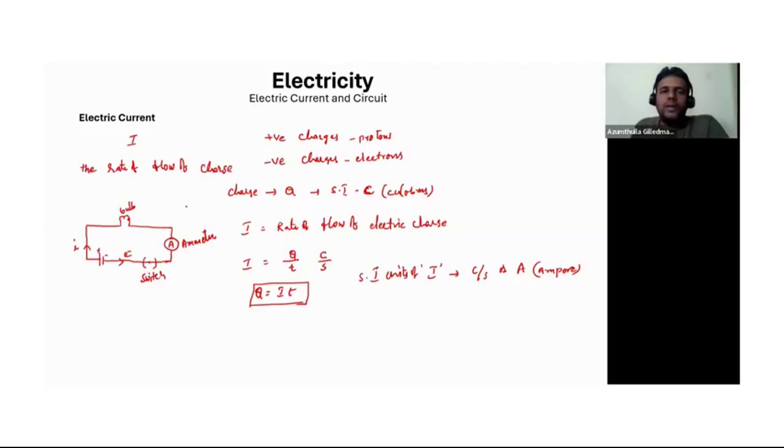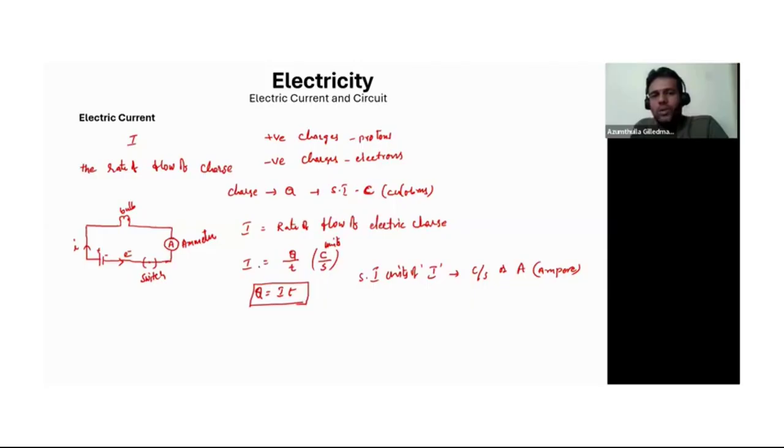So what we learned here, the electric current is the rate of flow of electric charge, particularly the electrons. Okay, if electrons flow in one direction, the current flow will be in the opposite direction to the flow of electrons. Now, what is the formula for calculating? I equal to Q by T, whereas Q is the amount of charge that is flowing in T seconds. And the units for electric current is coulomb per second or amps or ampere.